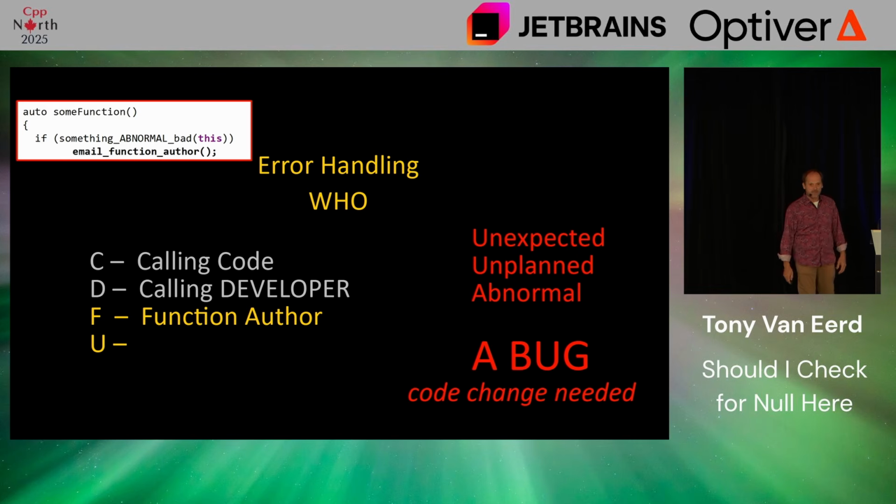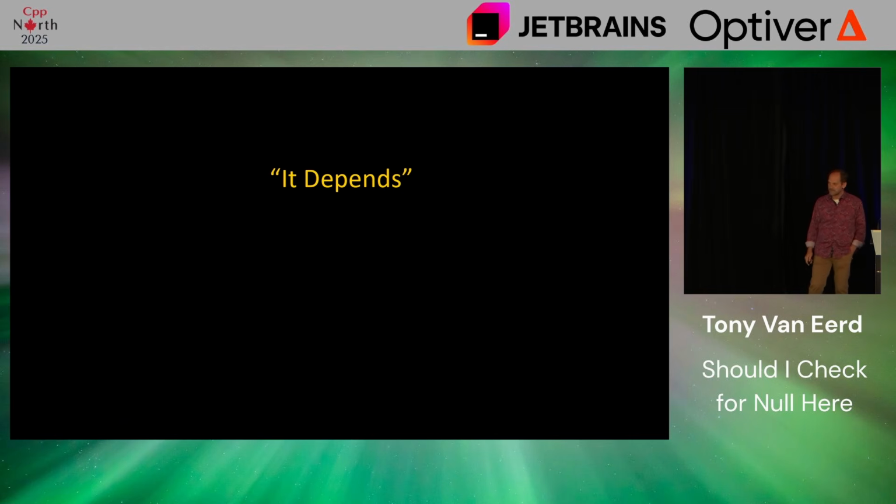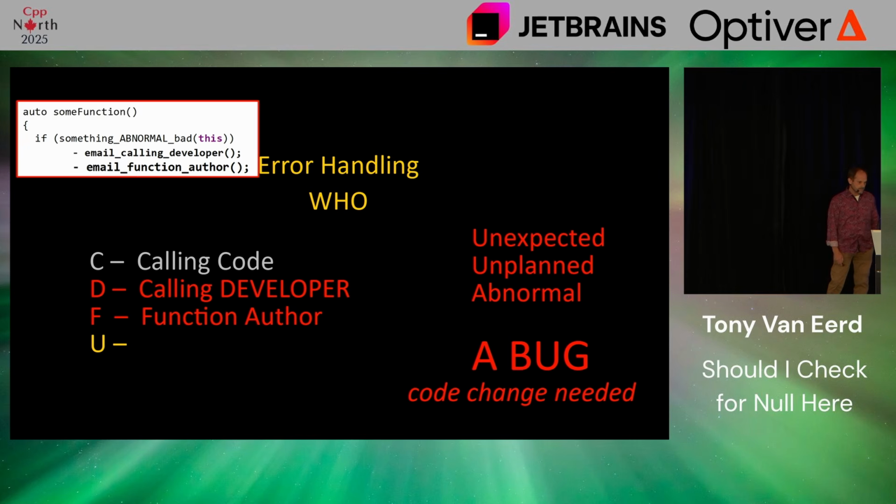Same thing, you want to email the function author. You want to do all the same things that you do for the calling developer, but it's slightly different. Because it depends, you might have a different mechanism for the calling code than for the library code. You might make different decisions. Oh yeah, there it is: it depends. Either way, someone needs to change their code, it's just a question of whose. If it's a bug, somebody's wrong, point some fingers, figure it out.